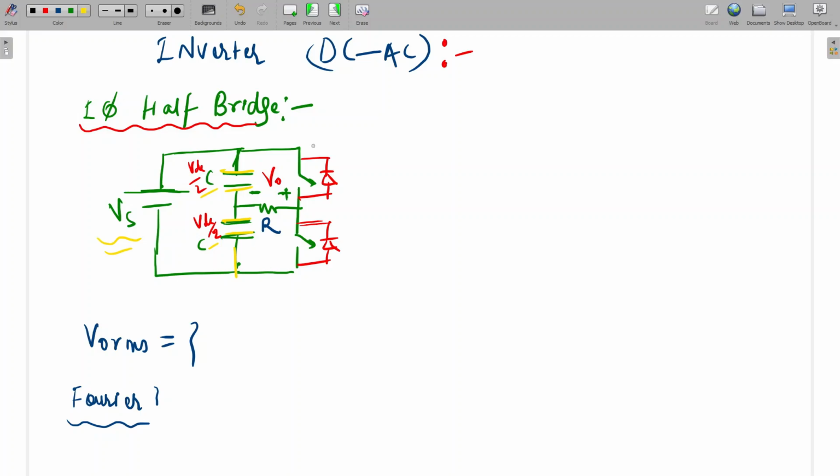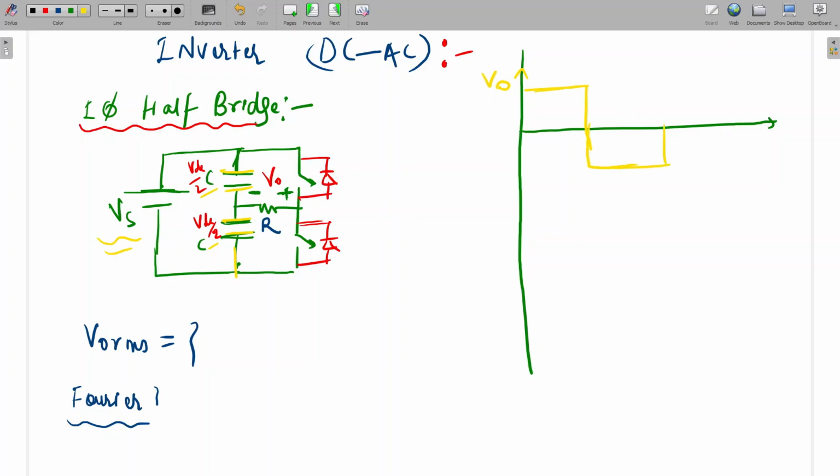Okay. So switches, we are operating at time period of T. So let's say if switch one is on, what will happen? This is the load. So this VDC by 2 will come at the output. So directly I'm going to draw the output voltage V0. So time period is T. So this will be VDC by 2, source voltage I'm taking. So Vs by 2, and this will be minus Vs by 2. Here to here, T by 2, and total time period is T.